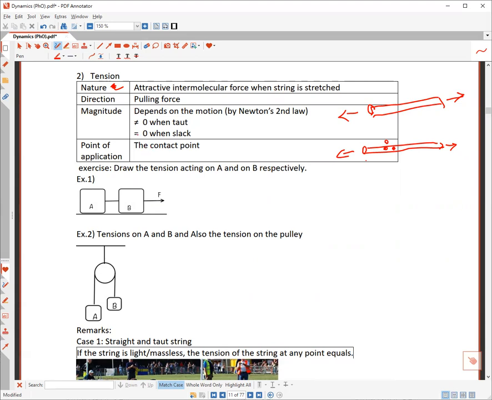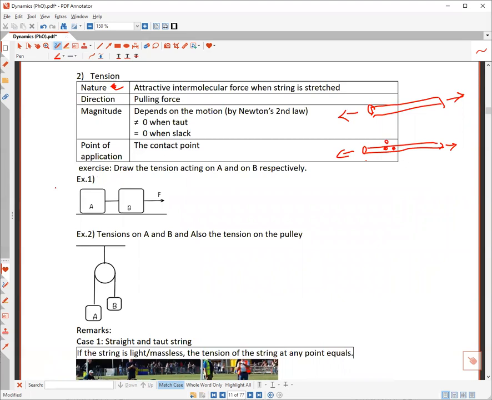So let's have a look at some of the examples. Let's say for example one, you are pulling object B to accelerate to the right. So how about the tension? There's a string in between object A and object B. The string will be stretched when the object starts to move, and so there exists a tension in the string.